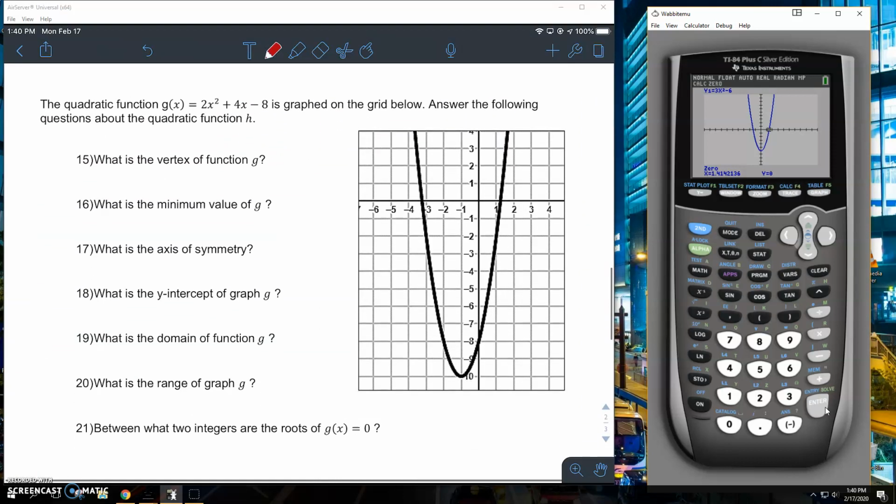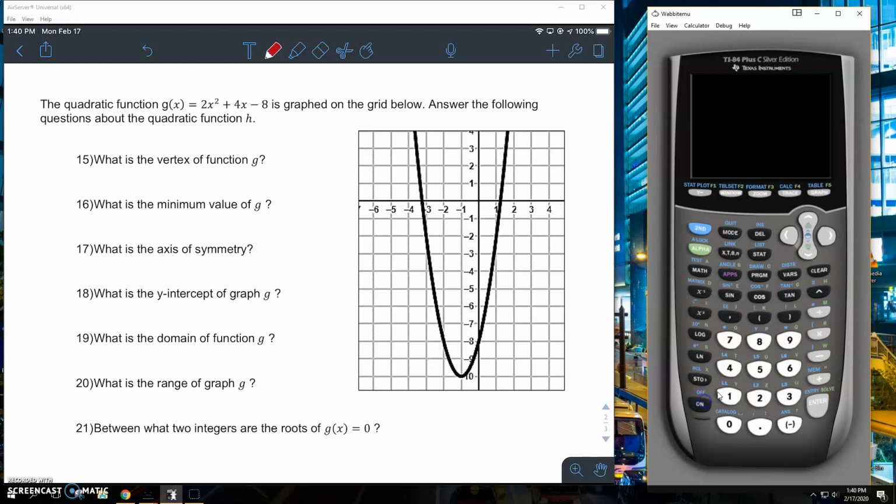The quadratic function 2x squared plus 4x minus 8 is graphed on the grid below. Answer the following questions about the quadratic. So because it gave us a picture, I don't really have to do any of this in the calculator. So what is the vertex? Remember, your vertex is your minimum or your maximum. Here it's my minimum. And that point is (-1, -10).